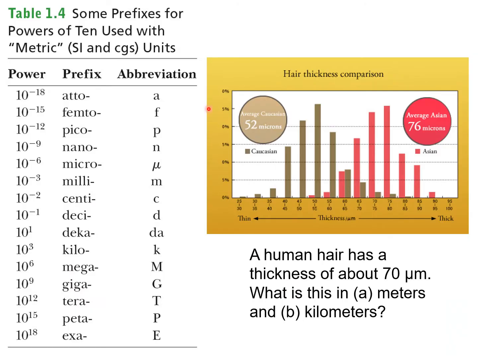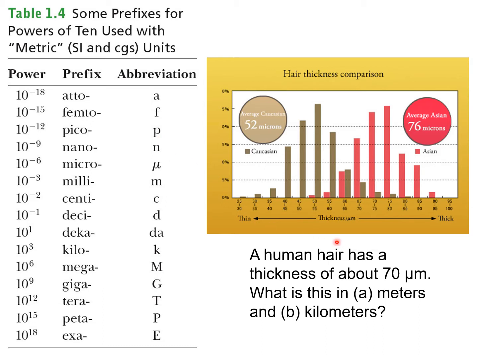So this is table 1.4, some prefixes for powers of 10 used with the metric SI and CGS units, where we have the power, which means the exact value, the prefix name, and also the abbreviations. These are the 3 important things when we deal with prefixes, because if you just know the name, tahu nama sahaja, tak tahu power berapa, tak tahu abbreviation apa, it's quite impossible for us to understand.